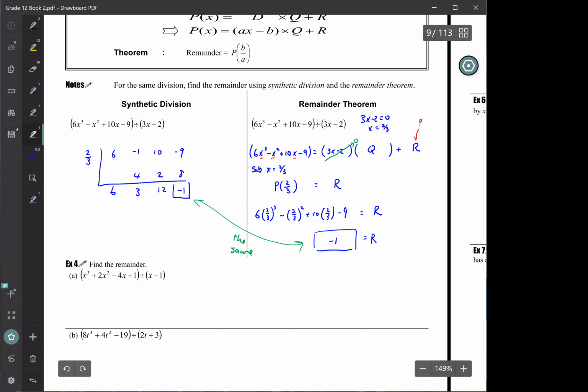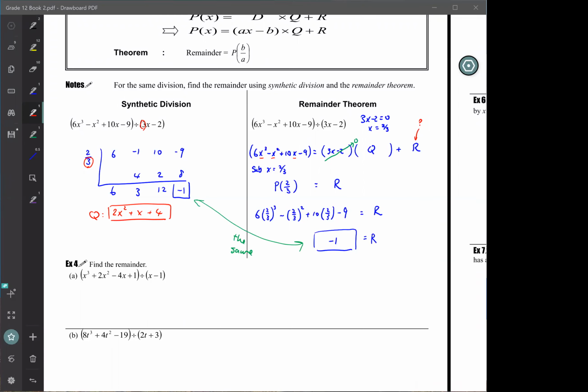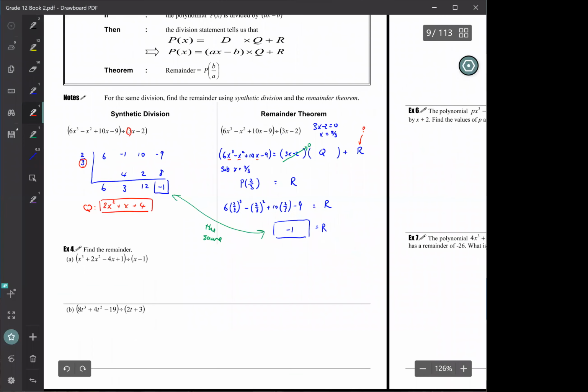Okay, but of course the left side can also give you the quotient, right? So the quotient for this, because we have a 3 in the denominator, the coefficient is a 3. So your quotient, you need to divide by 3. So 2x squared plus x plus 4. Okay, that should be the quotient. Okay, any questions? Okay, so if no question, we'll try one more question, B, by yourself.